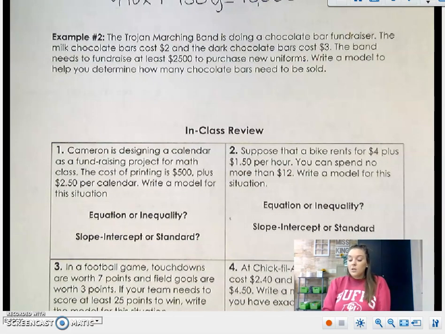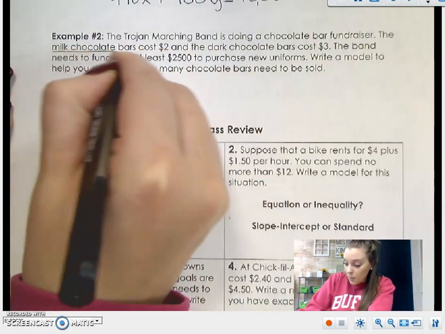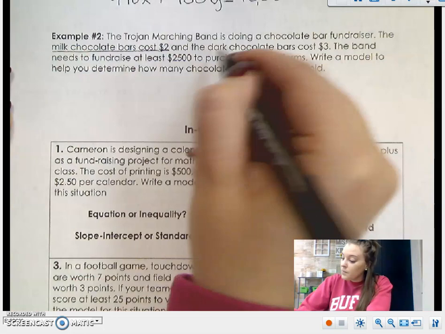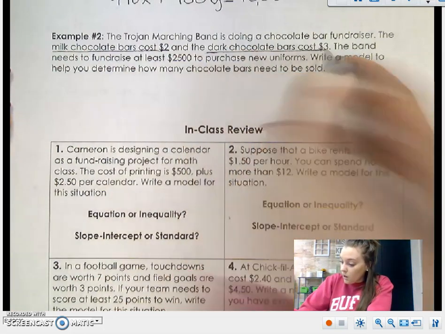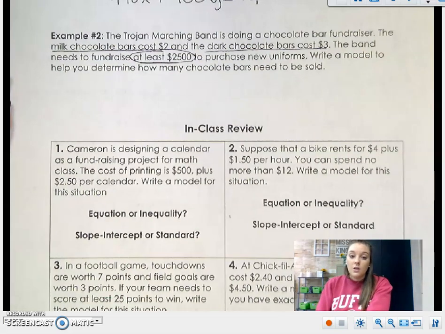So example number 2 says the Trojan Marching Band is doing a chocolate bar fundraiser. The milk chocolate bars cost $2 and the dark chocolate bars cost $3. The band needs to fundraise at least $2,500 to purchase new uniforms. Write a model to help you determine how many chocolate bars need to be sold. So we have a lot of information here. Milk chocolate bars cost $2. Dark chocolate bars cost $3. They need to fundraise at least $2,500.